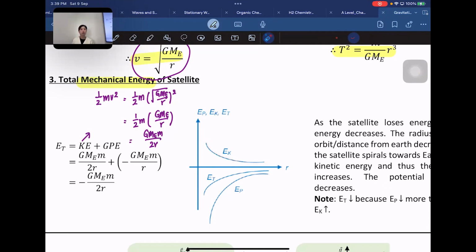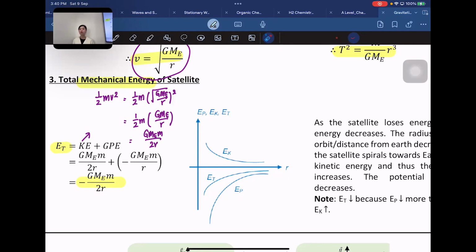Okay? Now, what is the total energy then? If I add them up together, it's just basic math. Common denominator 2r, do the subtraction. You realize that your total energy is negative GMm over 2r. So as compared to your GPE, it's half of it. So I'm going to draw it in the negative region below my GPE. So that's how you draw the graph for all three energies for an orbiting satellite. You understand? Okay.